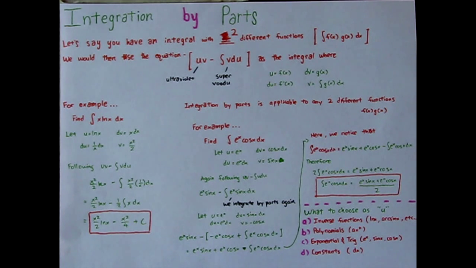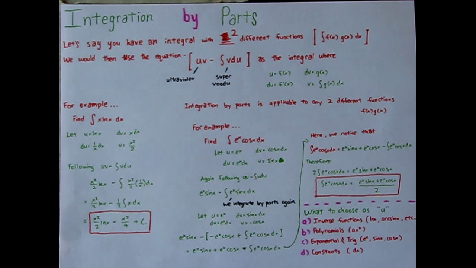Here, we notice that the integral that we are solving for, e to the x cosine x dx, is equal to e to the x sine x plus e to the x cosine x minus the integral of e to the x cosine x dx. We notice that at the end, the integrals are the same, so we can add the integral of e to the x cosine x dx to the other side, where we get 2 times the integral of e to the x cosine x dx equals e to the x sine x plus e to the x cosine x, and we would then divide by 2 to get our answer.